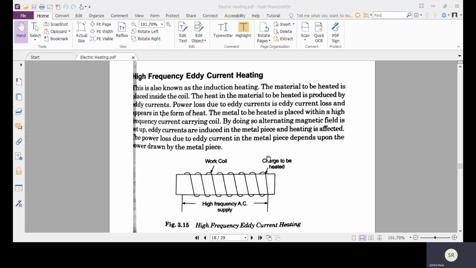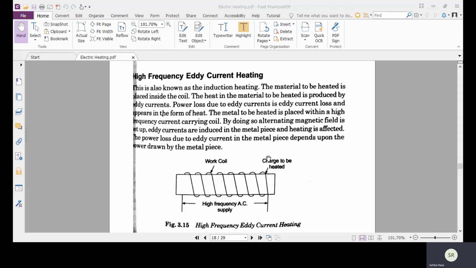This is also known as induction heating. The material to be heated is placed inside the coil. The heat in the material to be heated is produced by eddy currents. Power loss due to eddy current is eddy current loss and appears in the form of heat.